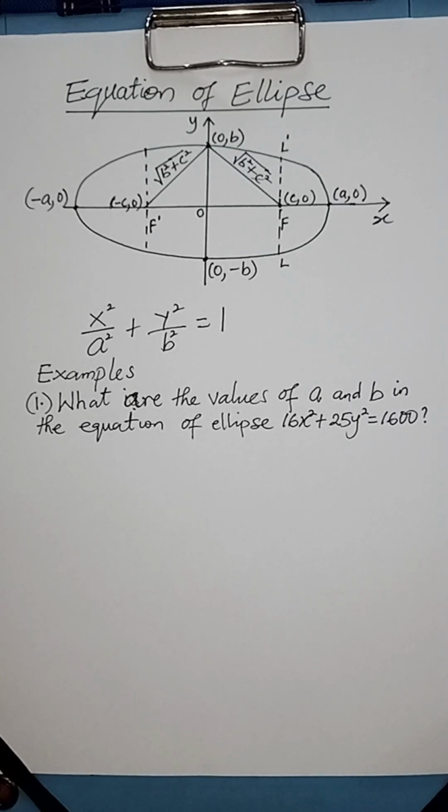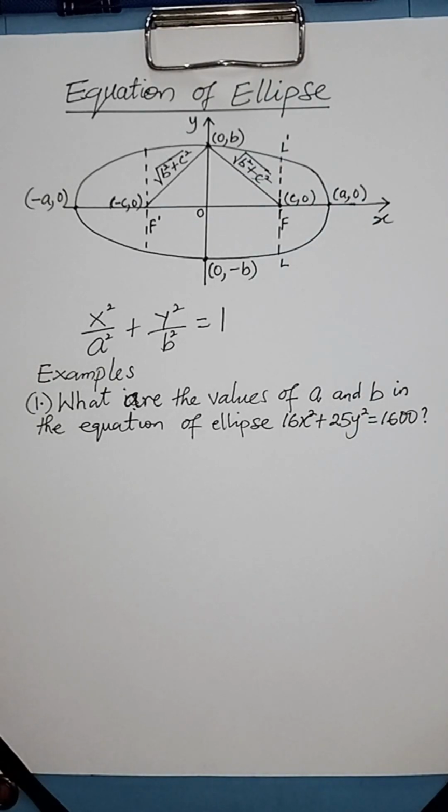The first example here is, what are the values of a and b in the equation of ellipse 16x squared plus 25y squared equals 1600? Now, the first thing we're going to do here is to rewrite the given equation to look like the standard equation of an ellipse.